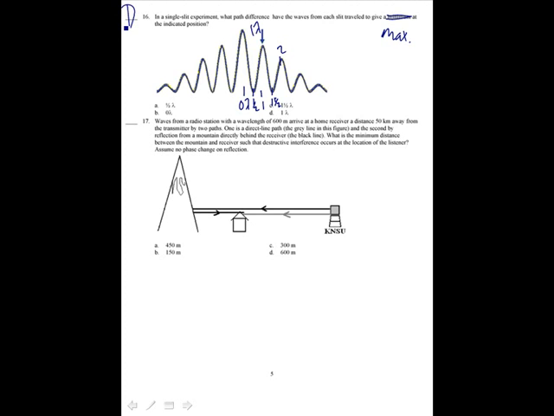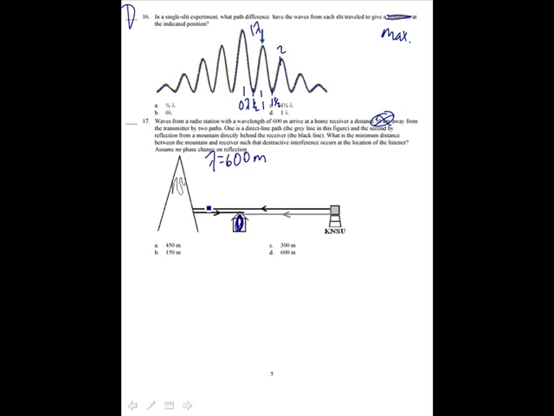Waves from this radio station of wavelength 600 meters arrive at a home receiver a distance 50 kilometers away. This is given, but you don't really need that number. They travel from the transmitter by 2 paths. One is a direct path, and the second by reflection. What is the minimum distance so you have destructive interference at the location of the listener? We had a similar concept test question like this, where we had waves that travel 2 and 3 meters, and they had a wavelength of 1 meter. Well, in this case, your wavelength is 600 meters. It's a long wavelength radio wave, and we want destructive interference to occur at this point.